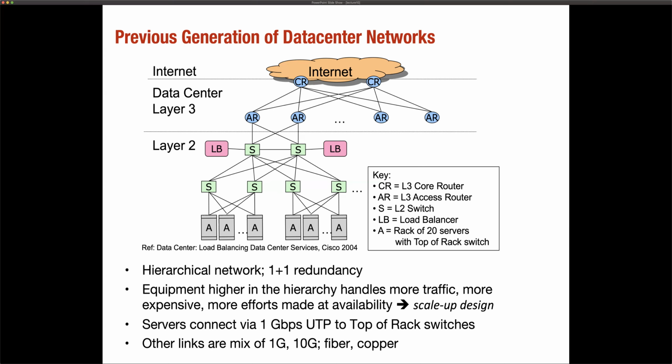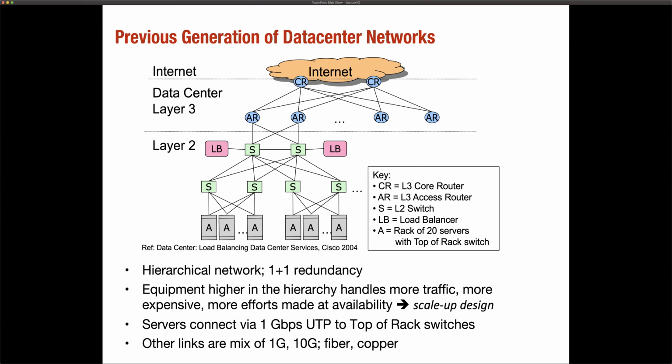Clearly, this type of architecture was hierarchical in nature, which is a very natural thing to have. The redundancy factor was one: every top of rack switch was connected to two different aggregation switches, and equipment higher in the hierarchy was handling more traffic, right? So there were fewer devices at the top, handling more and more traffic. So they were more expensive, and more effort was required to increase their availability. So the design was a scale up design, right? The complexity was pushed up the hierarchy of these switches.